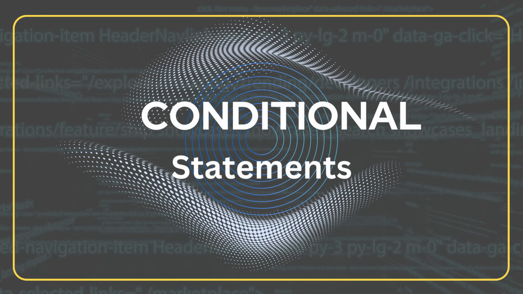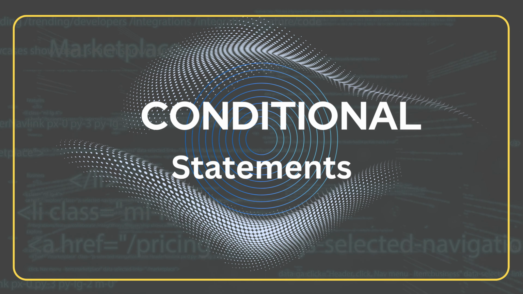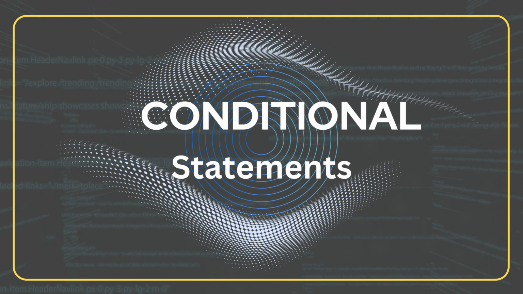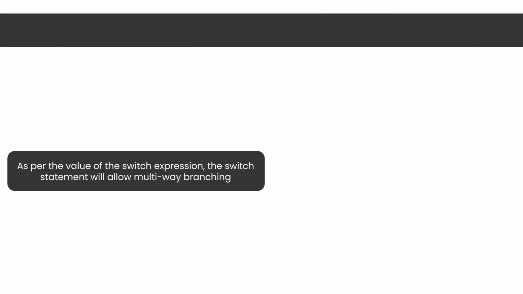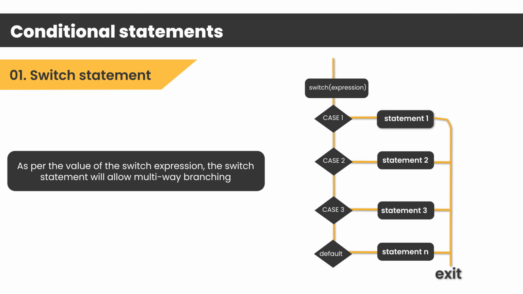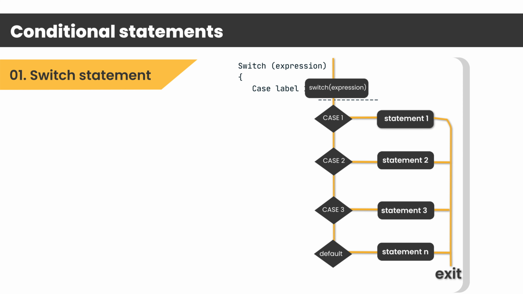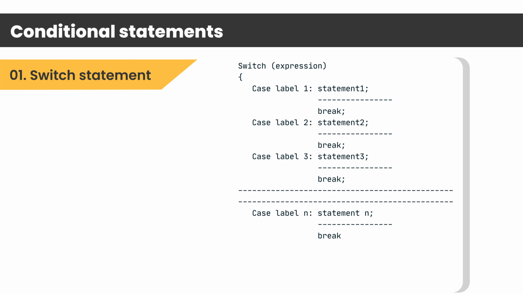Now let's have a look at the control statements in C. As per the value of the switch expression, the switch statement will allow multi-way branching depending on the expression. The control is transferred to that particular case label and executes the statements under it. If none of the cases match the switch expression, then the default statement is executed. Syntax of the switch statement is switch expression, and inside the curly brackets multiple case labels and at the end the default statement.